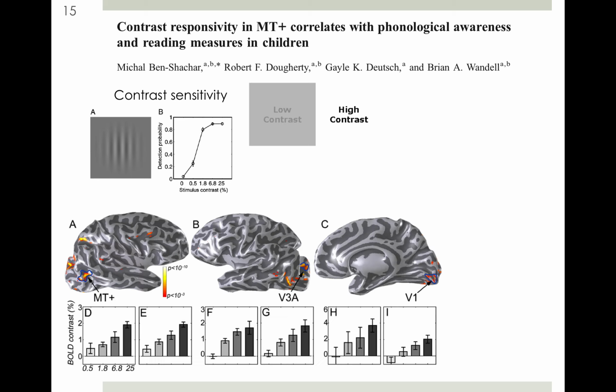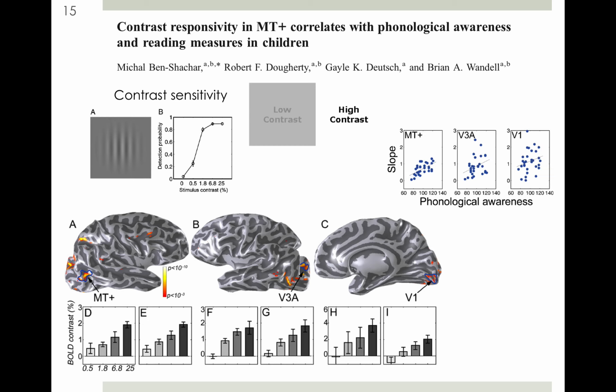And what the Wandell lab at Stanford observed was that the area MT, as well as area V1 and V3, so these are part of the where pathway in vision, are sensitive to these different levels of contrast. So as you increase the contrast of these visual sinusoidal gratings, the more you get activity in the area MT and these other areas.